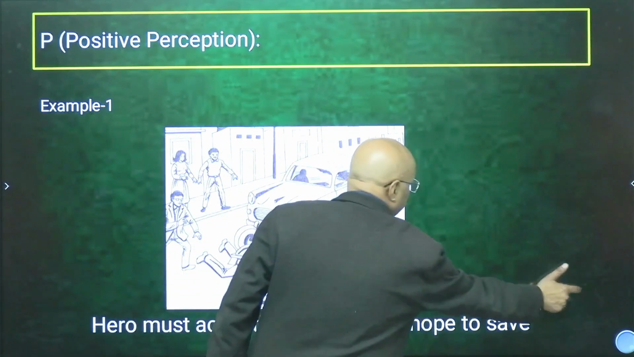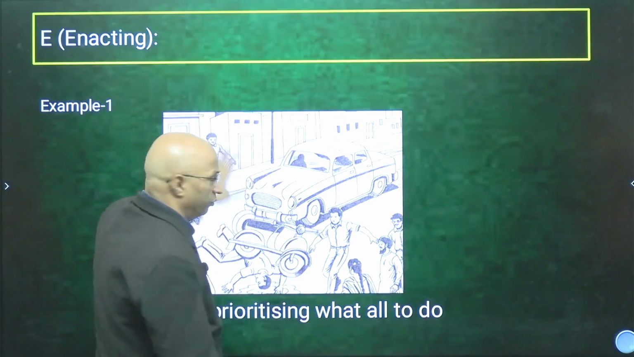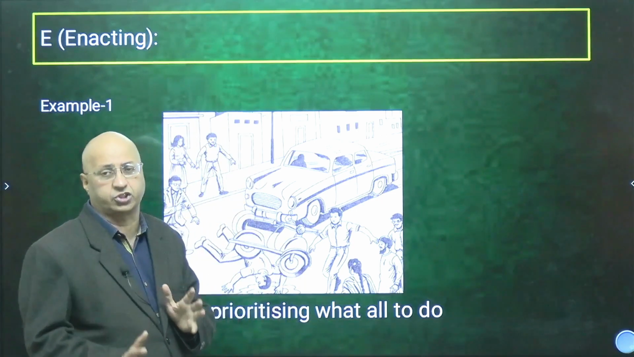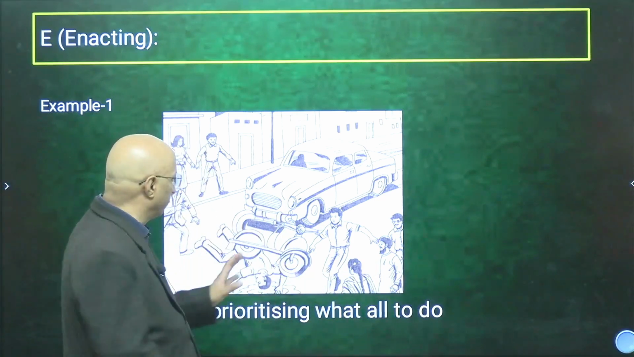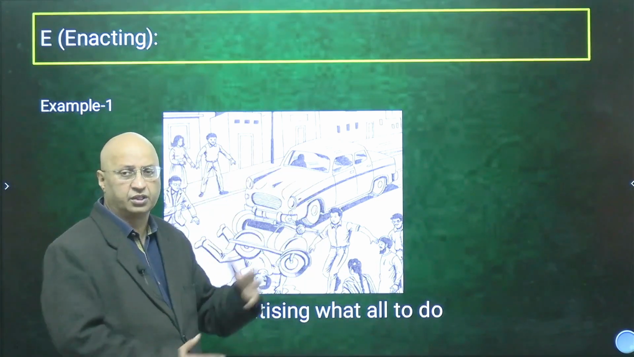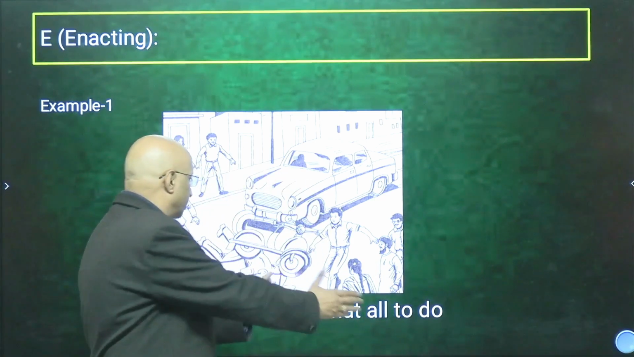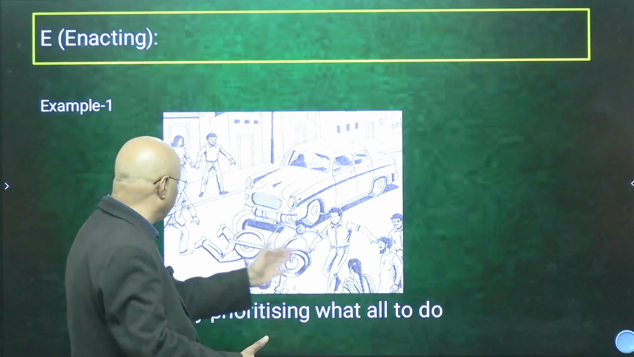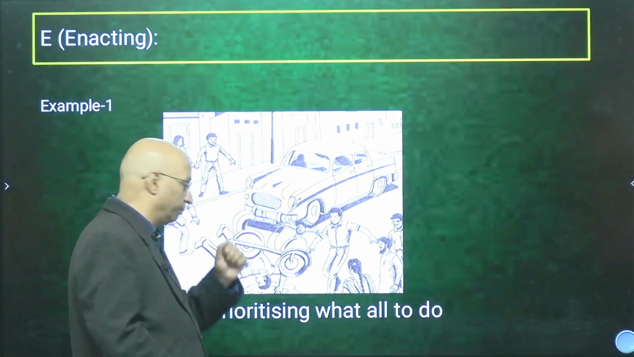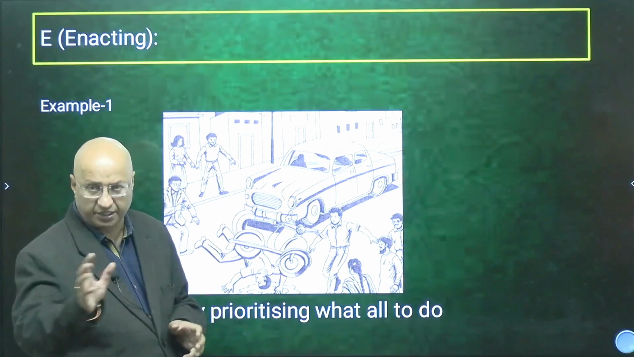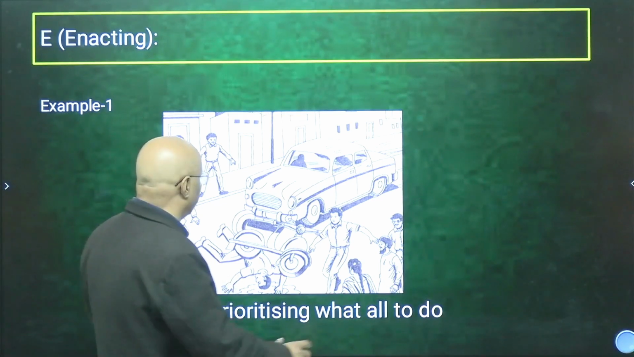Then we come down to the next, enacting. What do you mean by enacting? Get into action. That is rightly prioritizing what all to do. Doing rightly. Now in this accident you will show he will immediately get the person out, get the scooter fellow out, get the trapped person out. He is bleeding, so he will immediately give first aid. You getting the point? This is how you are going to do it.